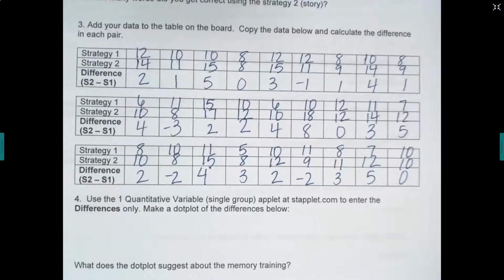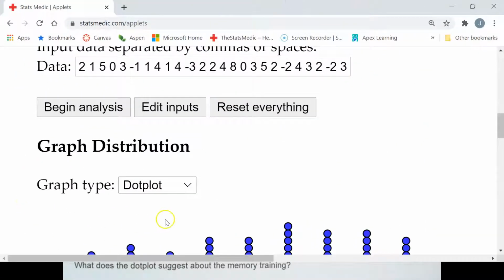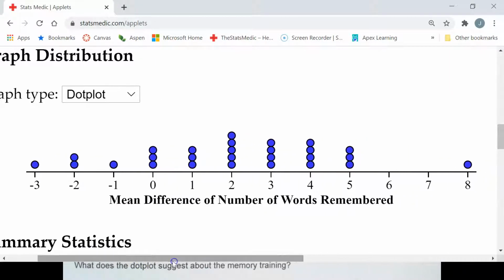Alright, now that you have the numbers written down, here's a dot plot of the mean differences. So you're going to want to copy this dot plot down. Pause the video and come back when you're done.